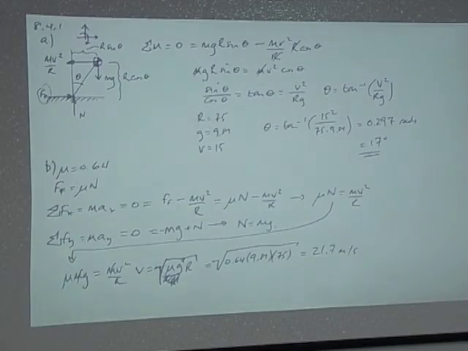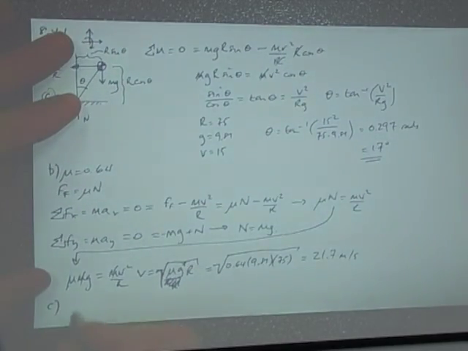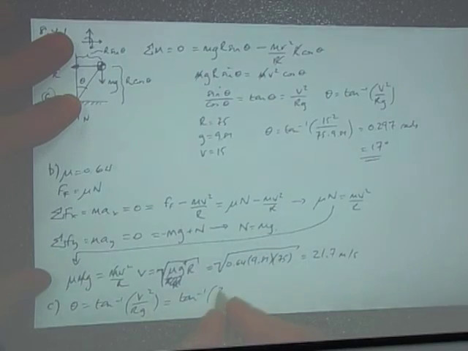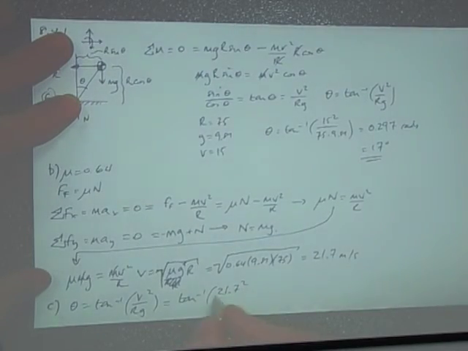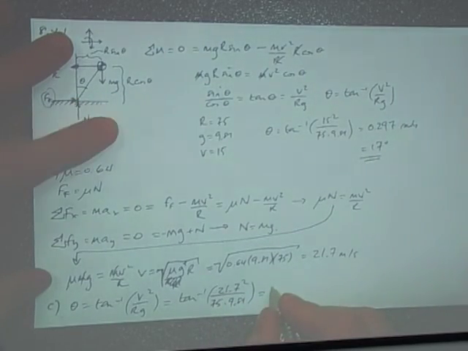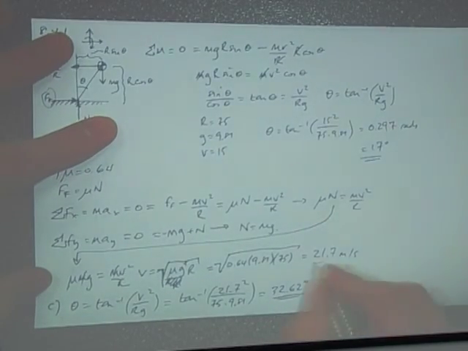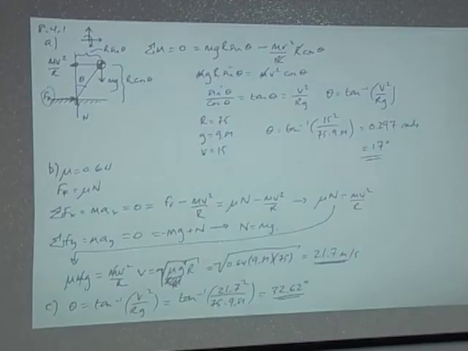And what angle does this make with the road, part C? Well, we can just use that equation. Theta equals the inverse tangent of v squared upon r times g. So that's inverse tangent of 21.7 squared divided by 75 times 9.81, and that comes out to be 32.62 degrees. So there's your answers to those parts of the question.